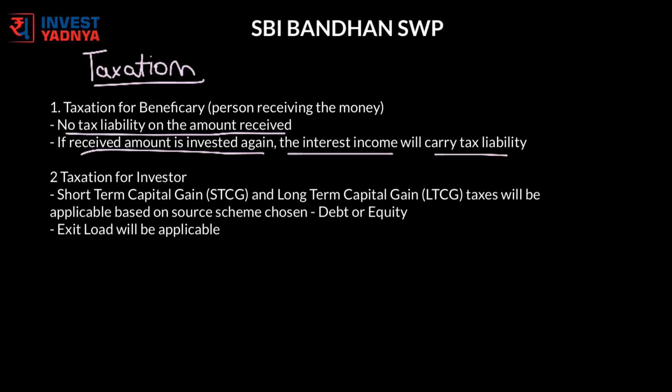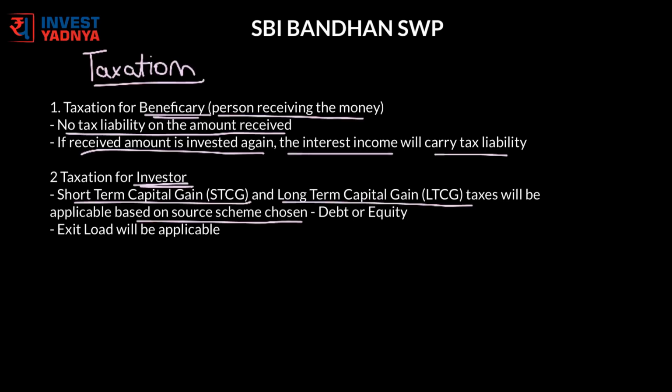Now there are two parties here. One is the investor who is the owner of the money, and the other is the beneficiary who is receiving the SWP amount in his or her bank account. So the beneficiary has to be a relative of the investor as discussed before. Now what are the taxes for the investor? The investor will have to pay short-term capital gain and long-term capital gain tax as per current tax laws based on the type of scheme chosen.